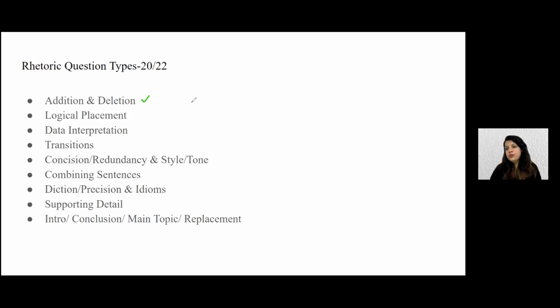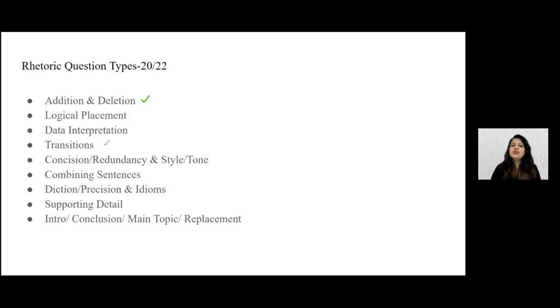Data interpretation questions, easy questions I would say, under rhetoric style, where we give you certain charts, academic charts, so that you can deduce information and relate it to the kind of questions asked.